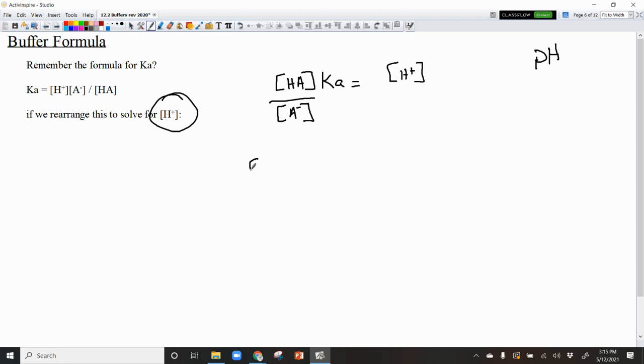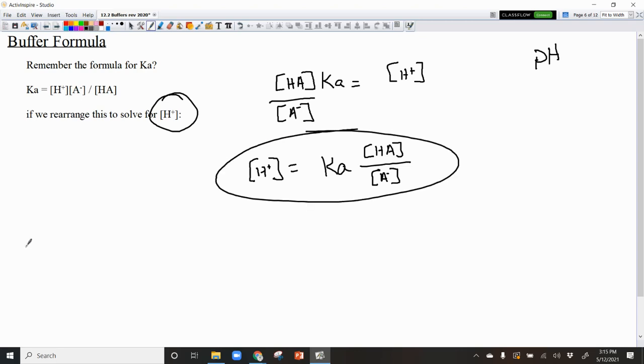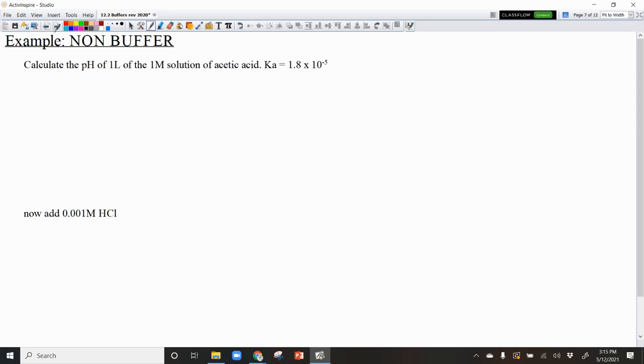So the formula that we're going to use is the hydrogen ion concentration is equal to the Ka times the acid concentration over the base concentration. Every single time. So this is what you need to remember. Okay, so let's look at a problem.